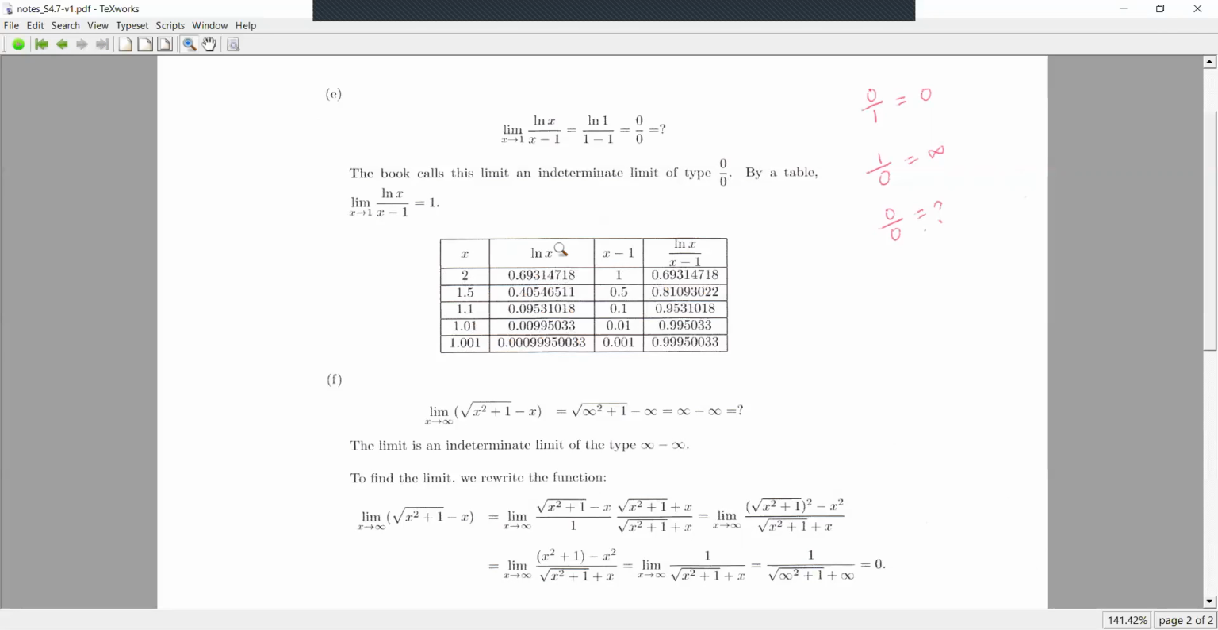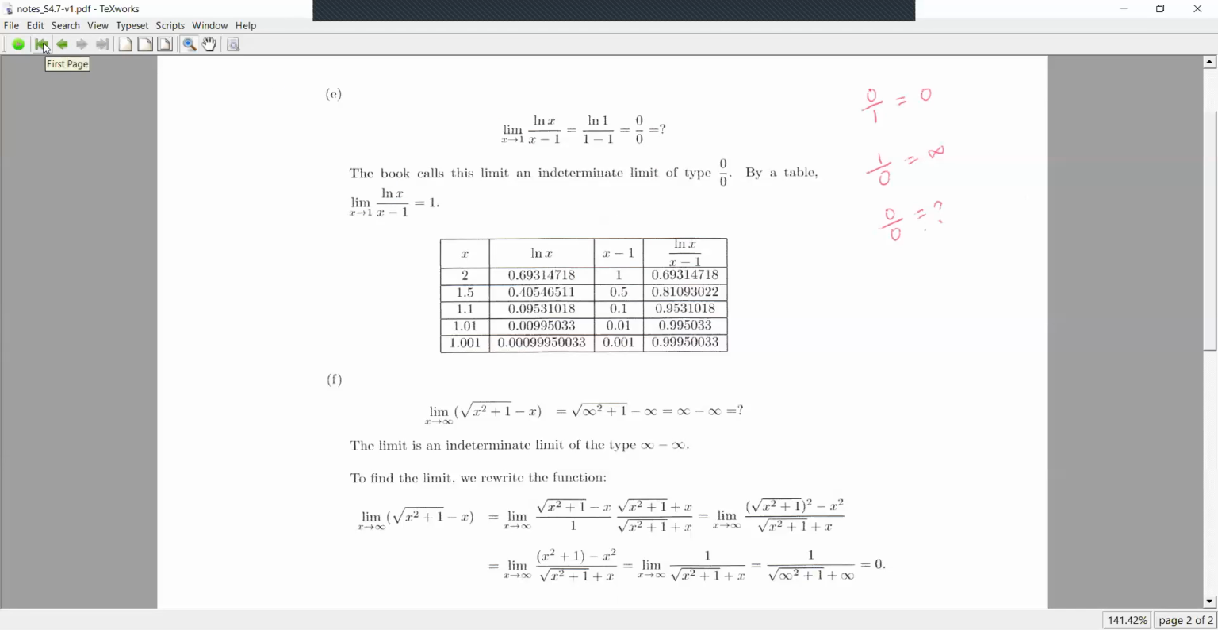Then when x approaches 1, numerator, natural log of x will approach 0. See, the top here is 0. x minus 1 will approach 0. Yeah, denominator is 0 here. But the ratio, the function, will approach the number 1. So the conclusion is when x approaches 1, this function approaches 1. This is D, okay, D.